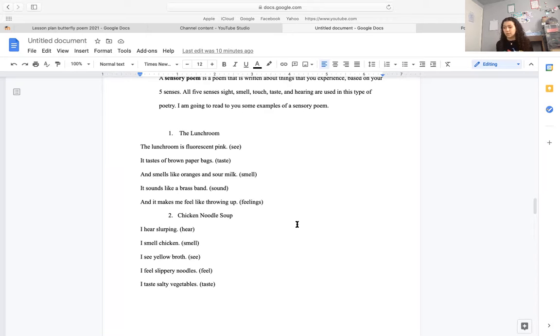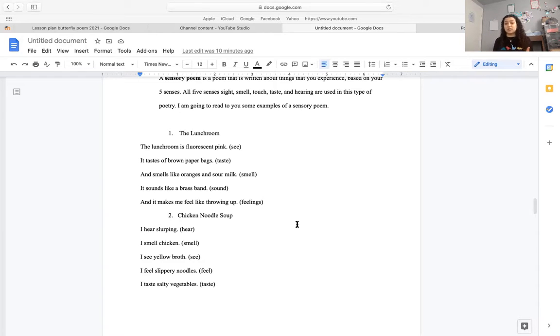used. And something else I want you to note is that they're not in the same order as in the first poem. So in the first poem, we started with see and then taste. And the second poem, we did hear and then smell. It doesn't have to be in any specific order. Just however you want your poem, whatever makes sense for your poem and what you're talking about.